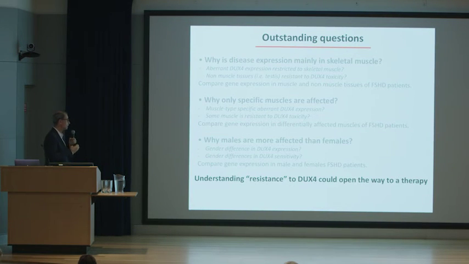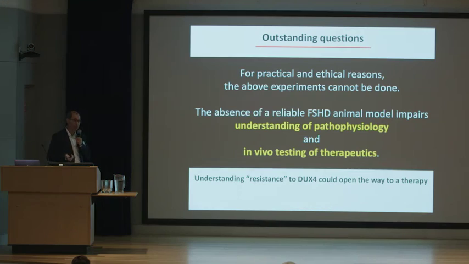Now, part of the reason why we have been unable to address this question is the fact that in order to do this, you would have to, for example, analyze the expression of DUX4 in multiple tissues of the very same FSHD patient, which, as you can imagine, is impossible for ethical reasons and also for practical reasons. Now, a way to go around this would be, for example, to have an animal model that faithfully reproduces this key aspect of the disease, but unfortunately, this animal model is not available yet. So we don't have an animal model that presents all these complicated, if you want, aspects of the disease.